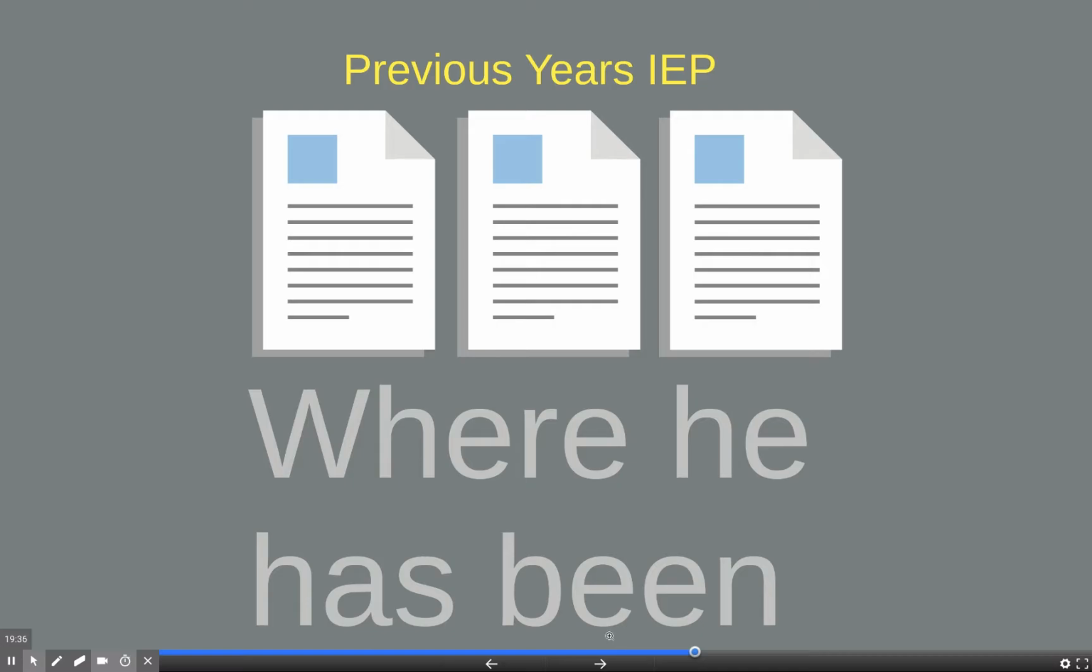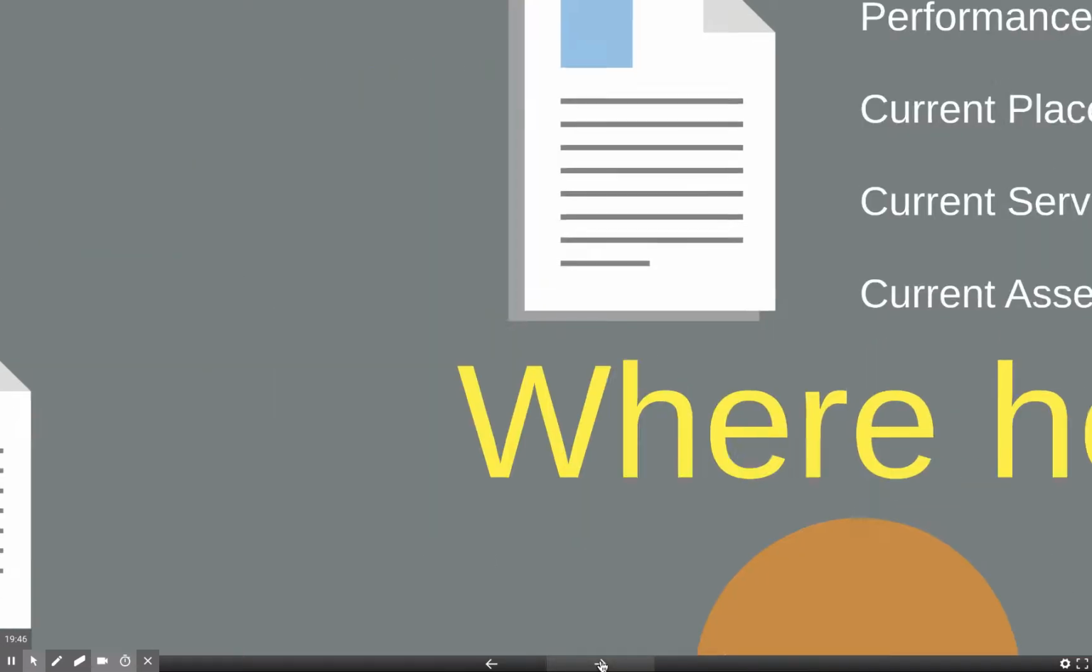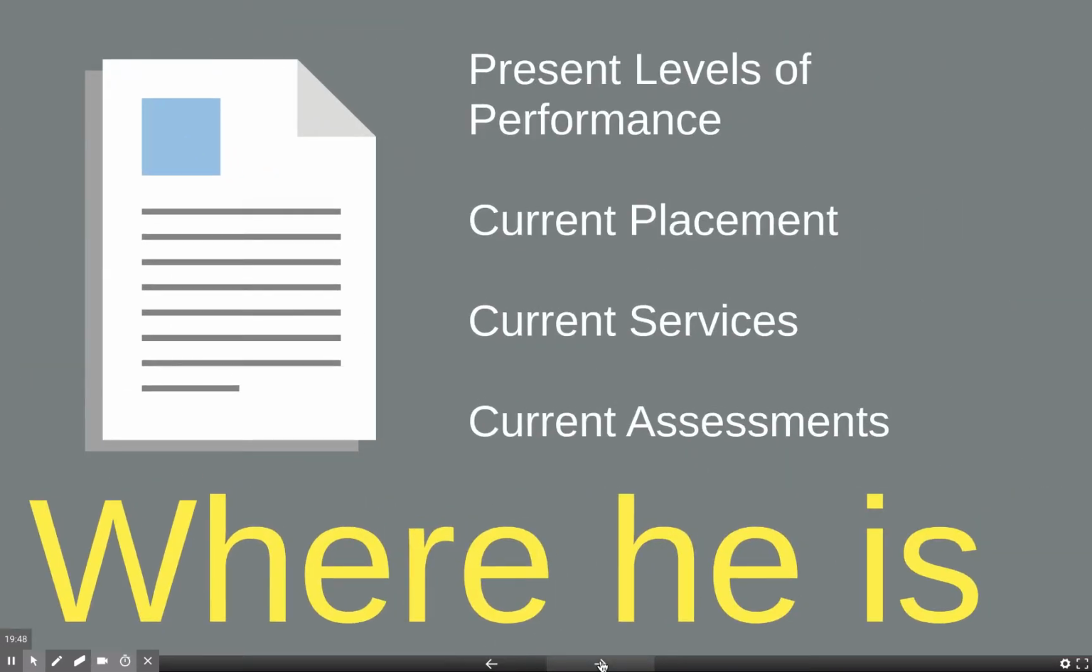Look at the IEPs, the previous year's IEPs, both their annual IEPs and their triennial IEPs and the assessments, to try to figure out what's been the story, what's been tried for this student. Where he is, present levels of performance, right? So if we're thinking about where he is, let's think about the parts of the IEP that communicate that. So you have, like I said, the present levels of performance.